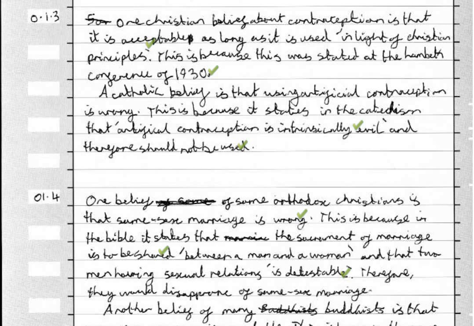So the first question is: explain two contrasting religious beliefs about contraception. It is a 4-mark answer, so you just need a point and development. No quote is needed. Doesn't mean you can't use a quote, it just means that you do not necessarily get a mark for source and evidence.